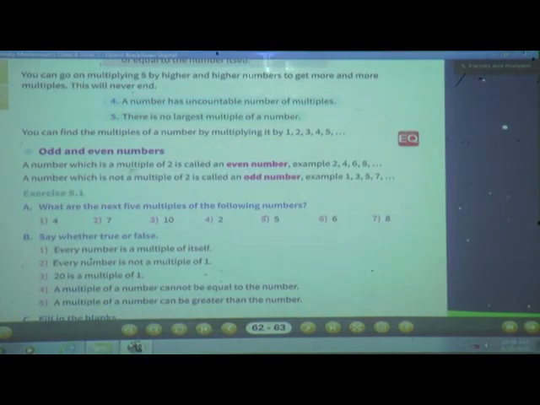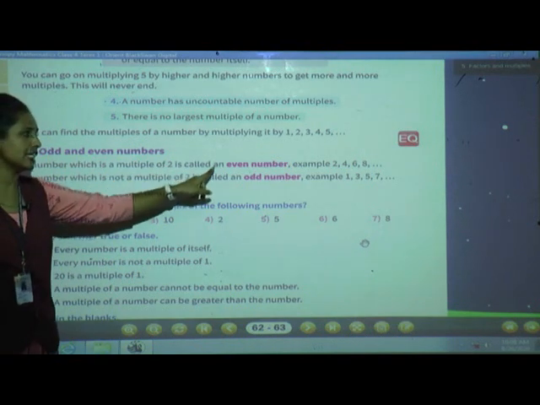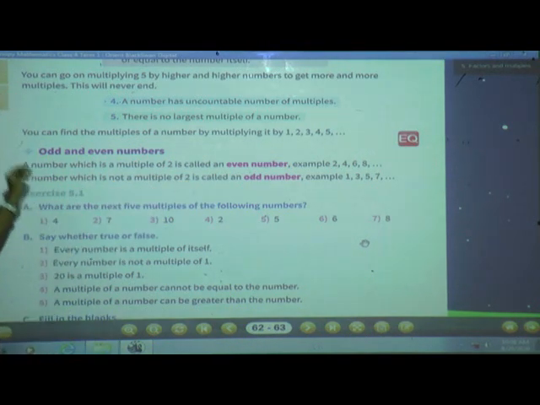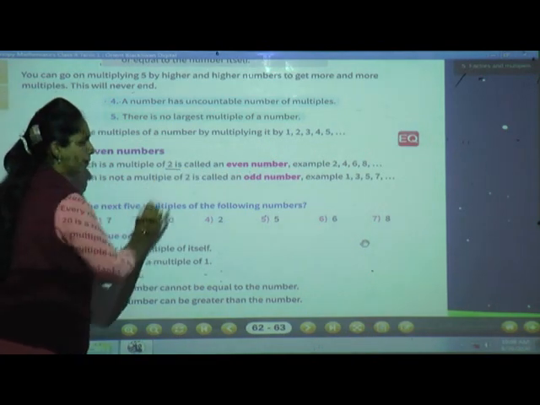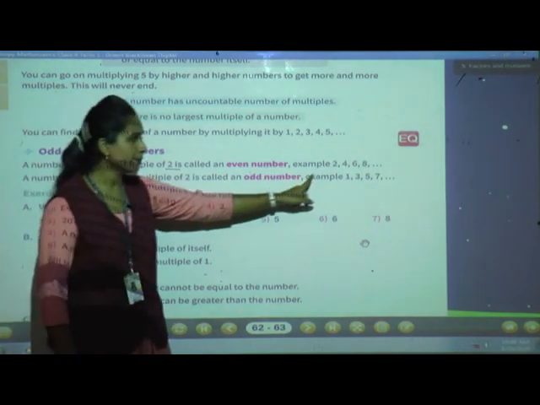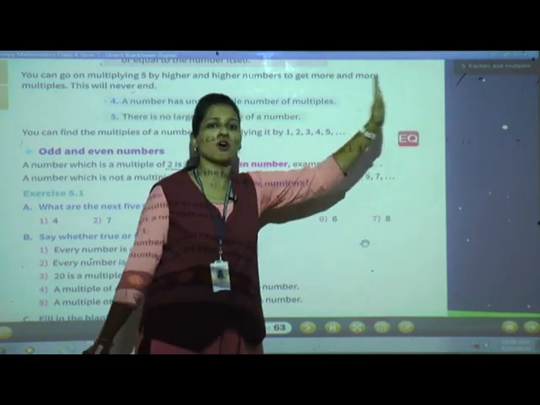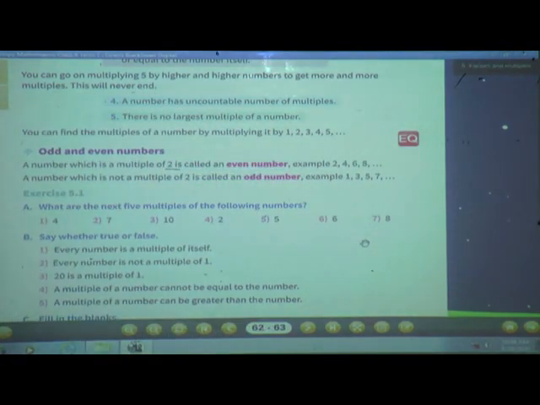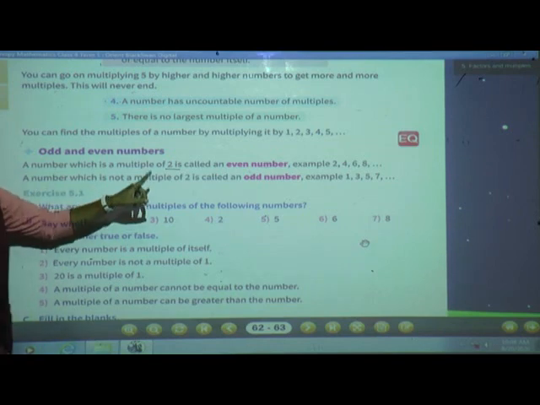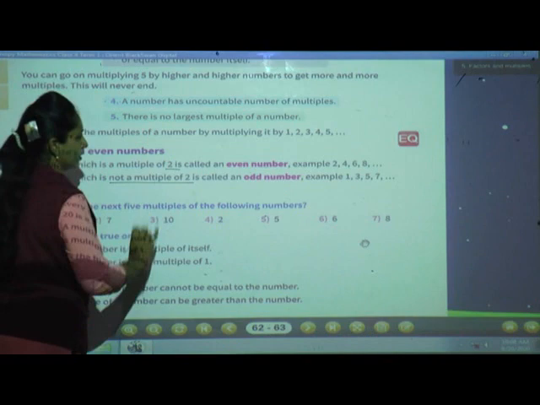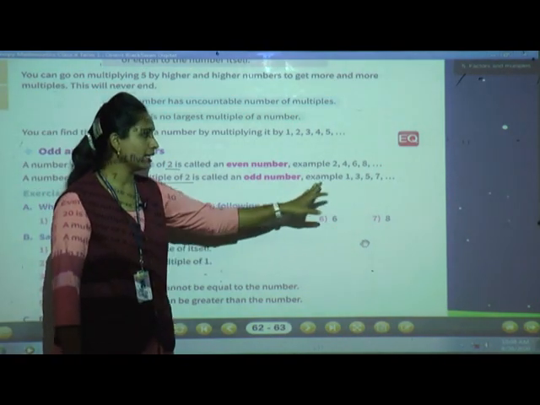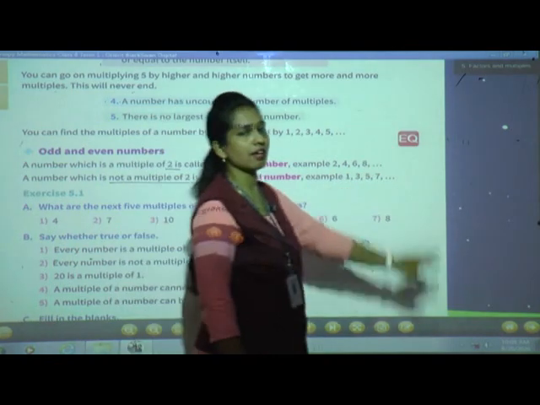Now see, you already studied about odd and even numbers, isn't it students, in our grade 3. We will revise once again for this chapter. A number which is a multiple of 2 is called an even number. Keep in your mind always, even number means table of 2. So the examples are 2, 4, 6, 8, and so on. Okay, there is no limit. A number which is not a multiple of 2 is called an odd number. The examples are 1, 3, 5, 7.